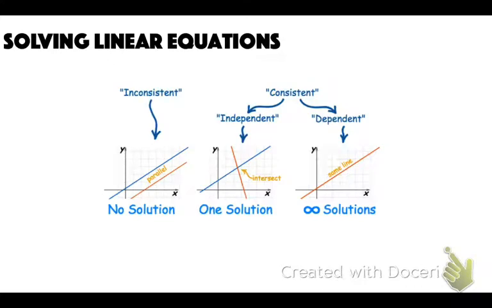Okay, so no solution is when the lines are parallel, because linear means we're doing lines here. No solutions means they have the same slope, they're parallel, they're never going to cross. If it's one solution, that means they're different slopes and they just cross at one point, and the intersection is the solution. And if it's infinite solutions, that means they're the same line. So every point on there is the same point on the other line. Okay?